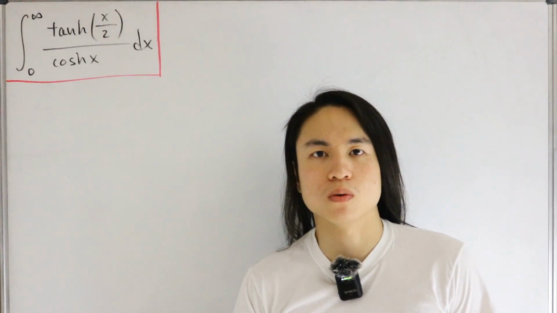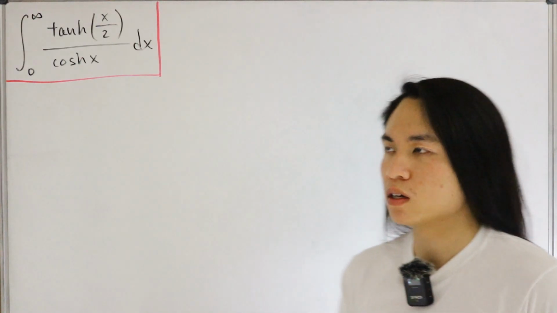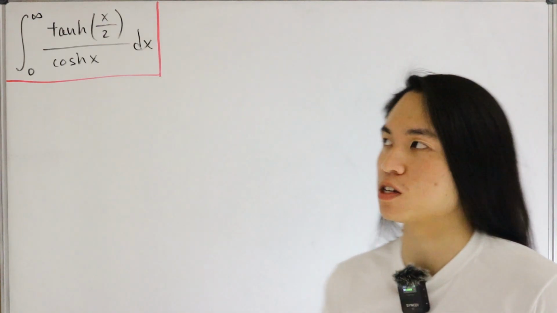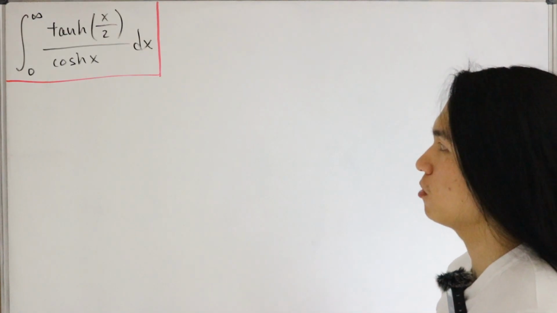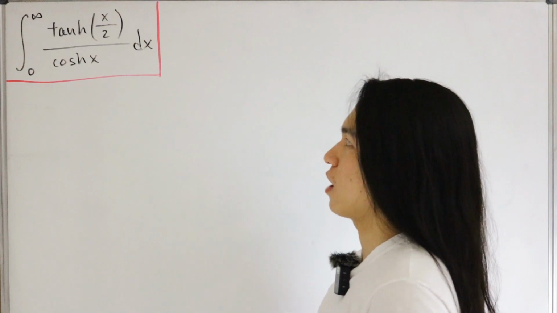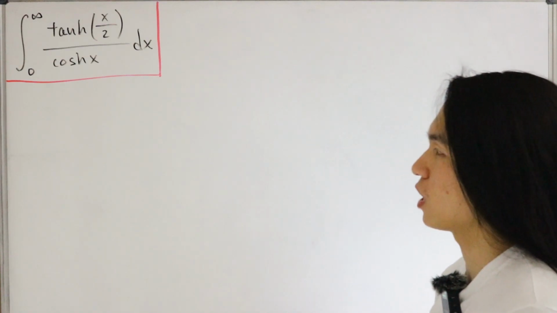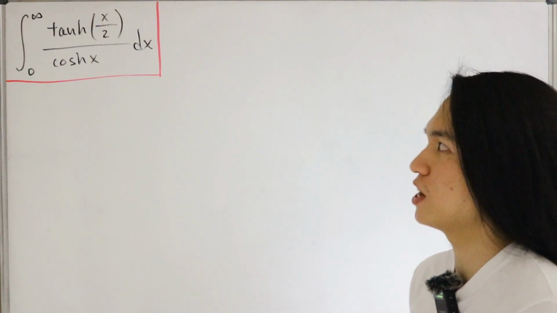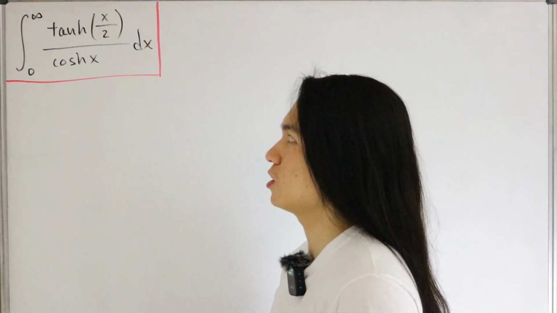Okay, so welcome back to another video. Today's video we have an improper integral where our integrand consists of a combination of hyperbolic functions. So we have the integrand: the hyperbolic tangent of x divided by 2, divided by the hyperbolic cosine of x, dx, with bounds from 0 to infinity.